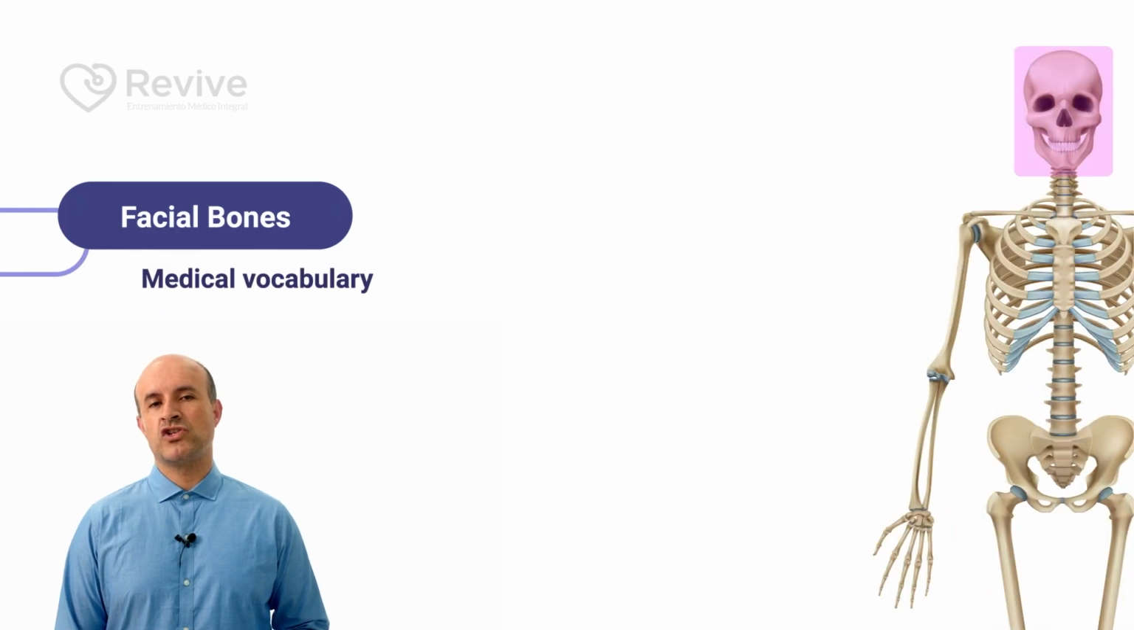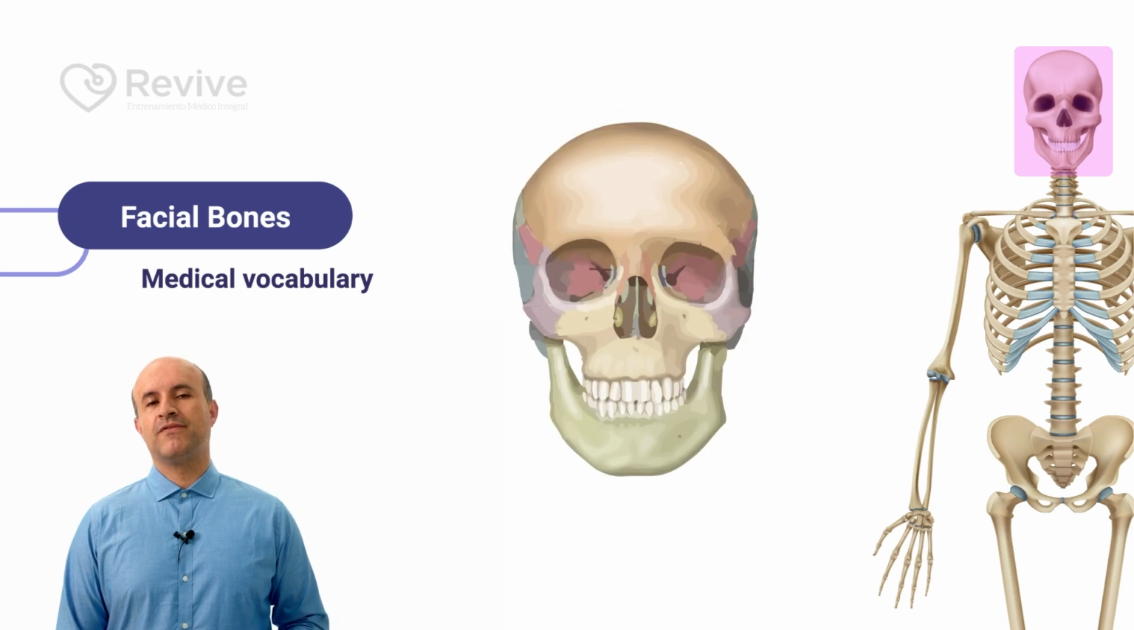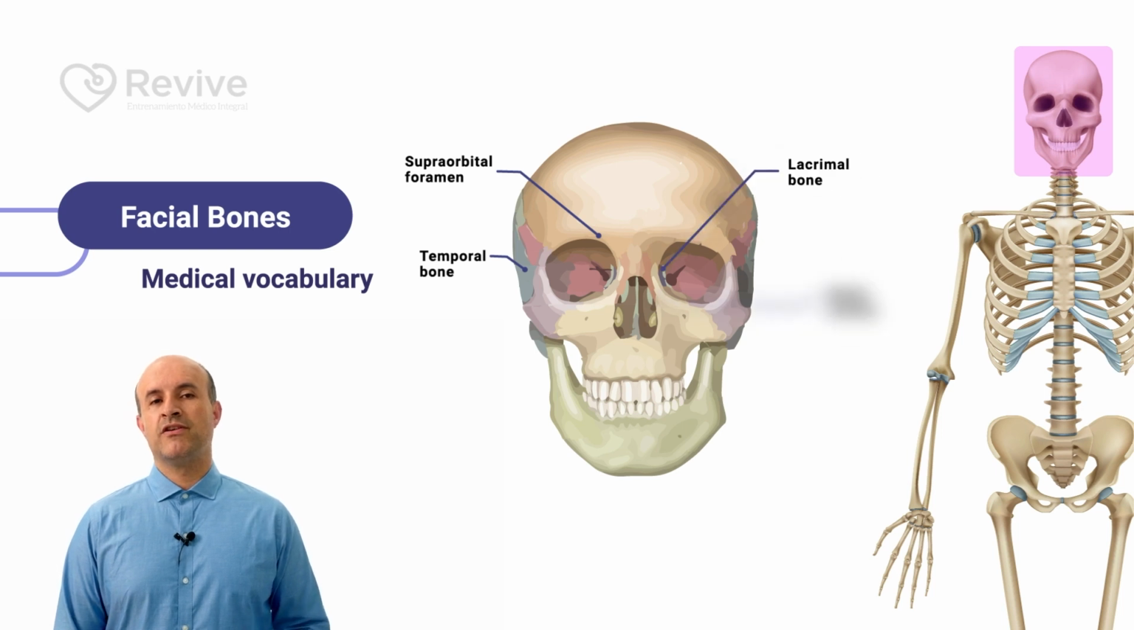Welcome to our next section on the facial bones. We can see in our figure from left to right first the supraorbital foramen. The temporal bone comes after. Then we have the lacrimal bone followed by the inferior nasal concha and the mental foramen.